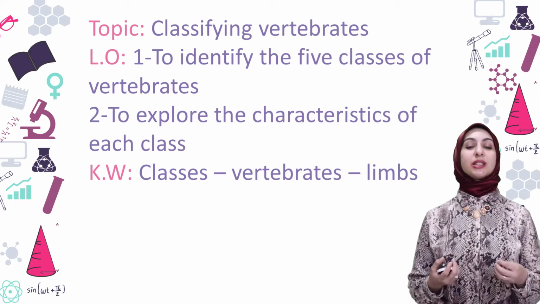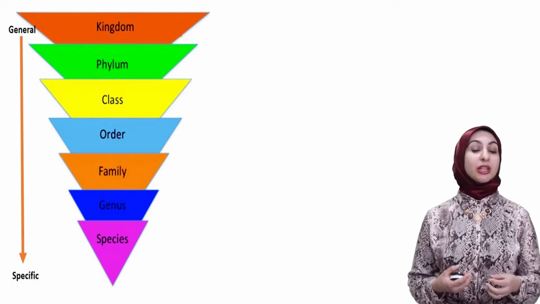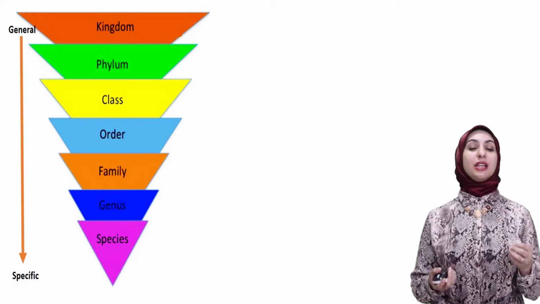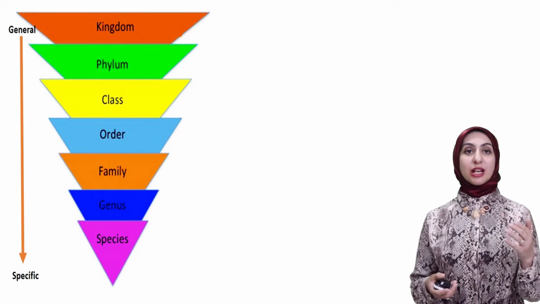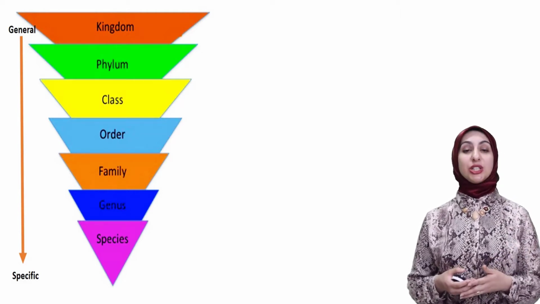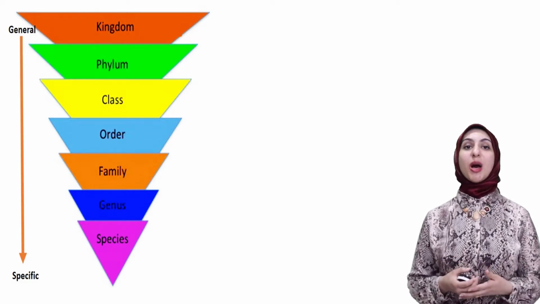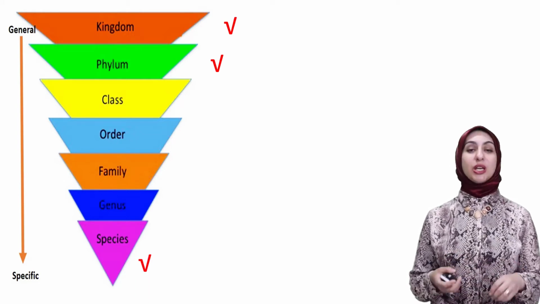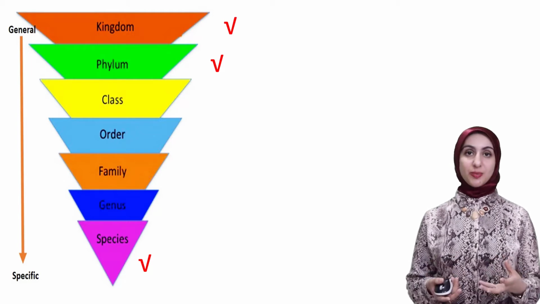To talk about classifying plants, we need to remember the Linnaeus system of taxonomic classification. In this system, Carl Linnaeus divided the living organisms into 7 groups, which are kingdom, phylum, class, order, family, genus, and species. We have already talked about kingdom, phylum, and species. Today we are going to explore a new word in this diagram, which is class.